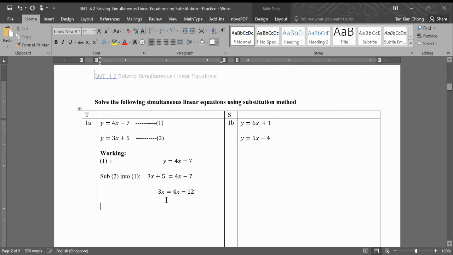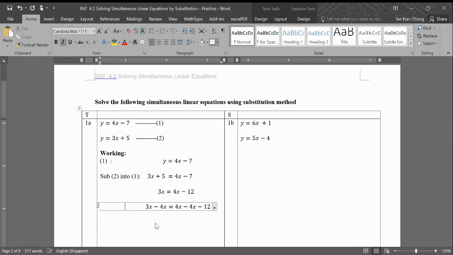Now this equation has definitely become shorter. 3x equals to 4x minus 12. The next term I want to get rid of is this 4x. Why? Because we should only have x term on the left hand side. I don't want this x term on the right hand side. So I'm going to minus 4x on both sides: minus 4x on the left hand side, minus 4x on the right hand side.